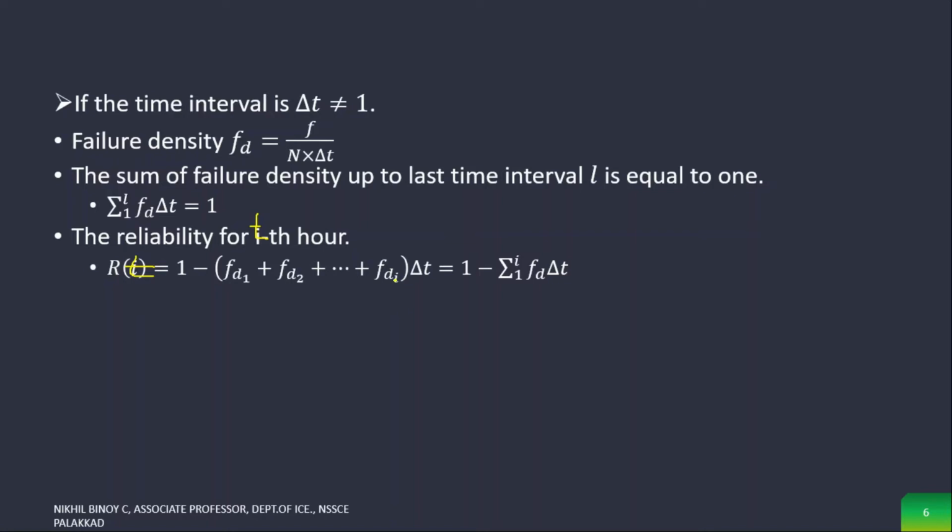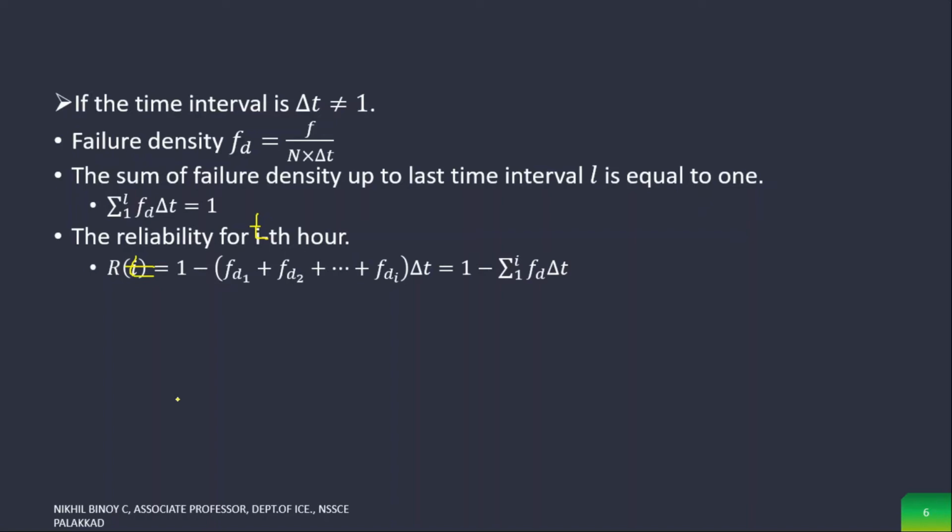After ith interval, we have to add failure density from the first interval to the ith interval, where the ith interval corresponds to the tth hour. T is not equal to I, but t corresponds to the ith interval. So R of t is equal to 1 minus fd1 plus fd2 plus etc. plus fdi into delta t, equal to 1 minus sigma 1 to I fd into delta t. So you can see that fd is multiplied with delta t.